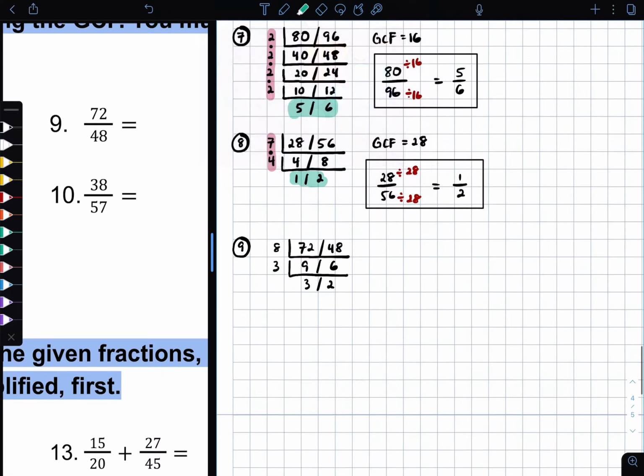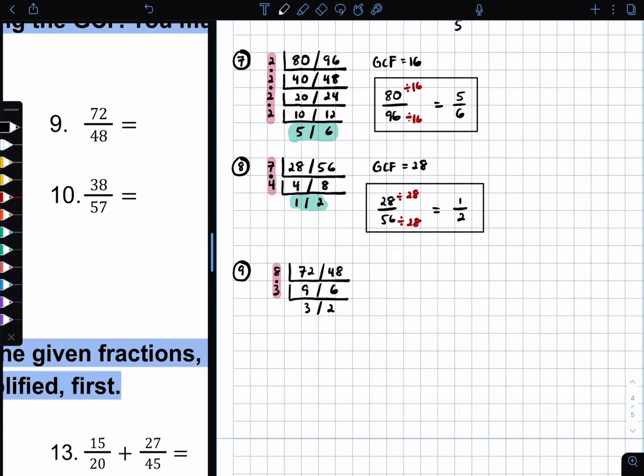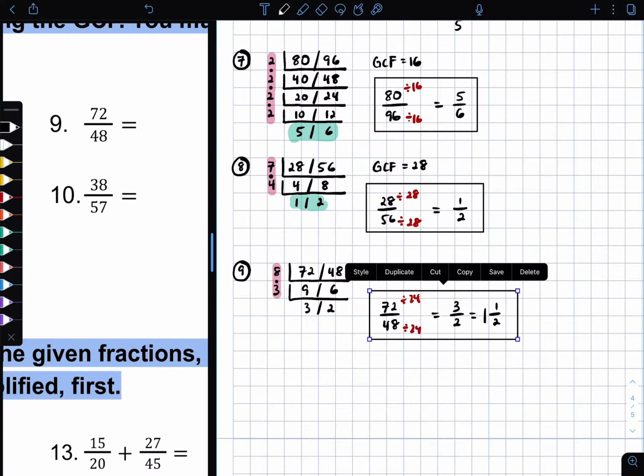And so if we take a look here, multiplying 8 and 3, we know our GCF is going to equal 24. So our original fraction of 72 over 48, if we divide the numerator and denominator by their GCF of 24, we should get the most simplified version, which is going to be 3 over 2. And you could say that's 1 1/2 if you turn it into a mixed number. So that would be the most complete way of expressing your knowledge of how to rewrite this. Okay? So that's number 9.